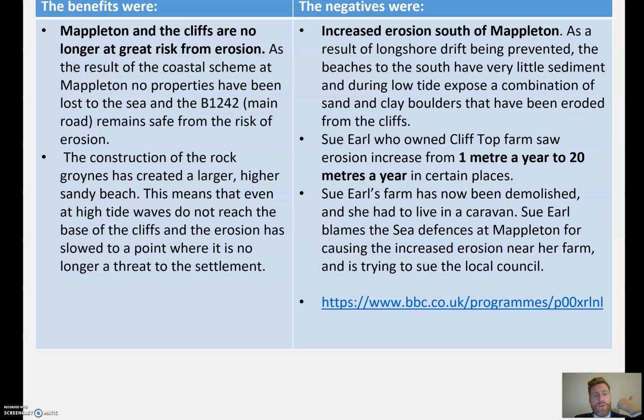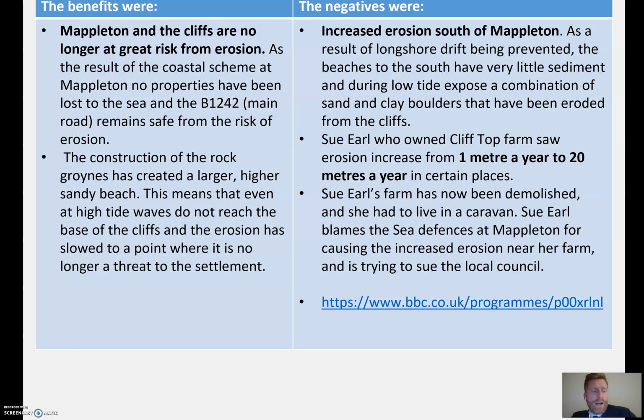Secondly, the construction of the rock groin created a much larger, higher beach. So that means that now the waves don't even reach the bottom of the cliff because the waves are breaking further out and the beach has added that layer of protection. A third benefit is you've got a nice beach now. It's going to be even more popular with tourists because tourists like beaches, so it could also improve the income of the area. What about the negatives?